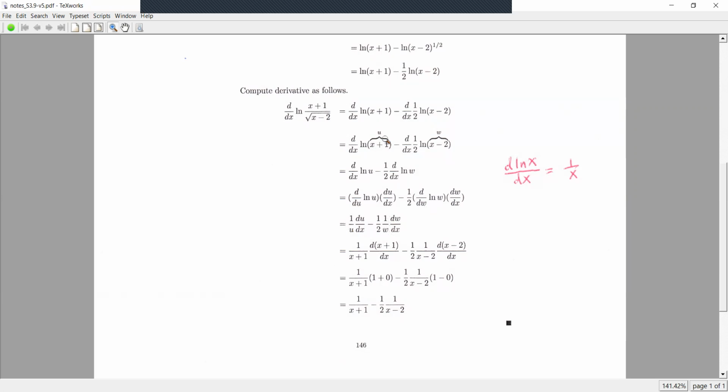Plug in x plus 1 for u. Plug in x minus 2 for w. Then I have this equation. The derivative of x plus 1 with respect to x is 1 plus 0. The derivative of x minus 2 with respect to x is 1 minus 0. Simplify this expression, then this is the result of this derivative.